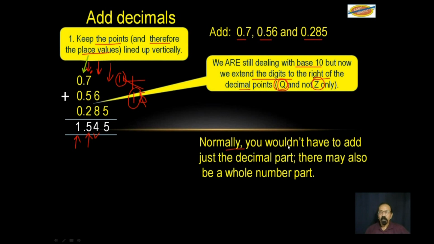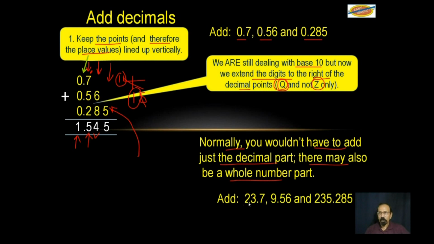Normally, you don't have to add just the decimal part as we did up here. There may also be a whole number part like this. Add 23, that's the whole number part, 0.7, that's the fraction part, 9.56, and 235.285. Same principle. You set down the numbers. Remember, we are doing this without a calculator.